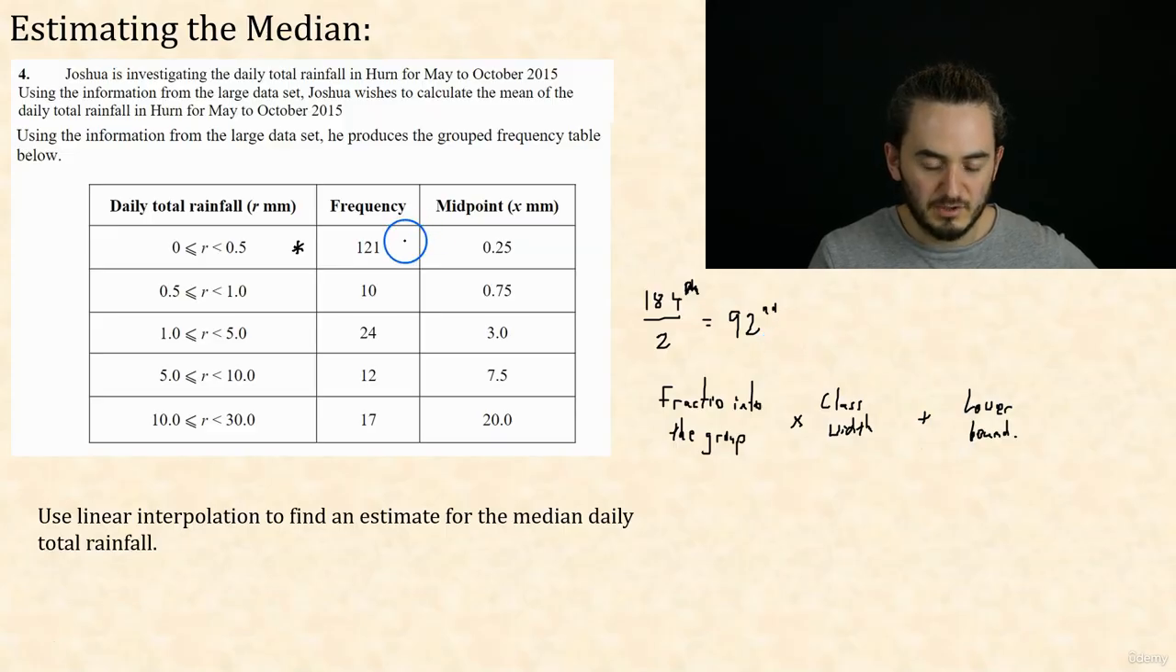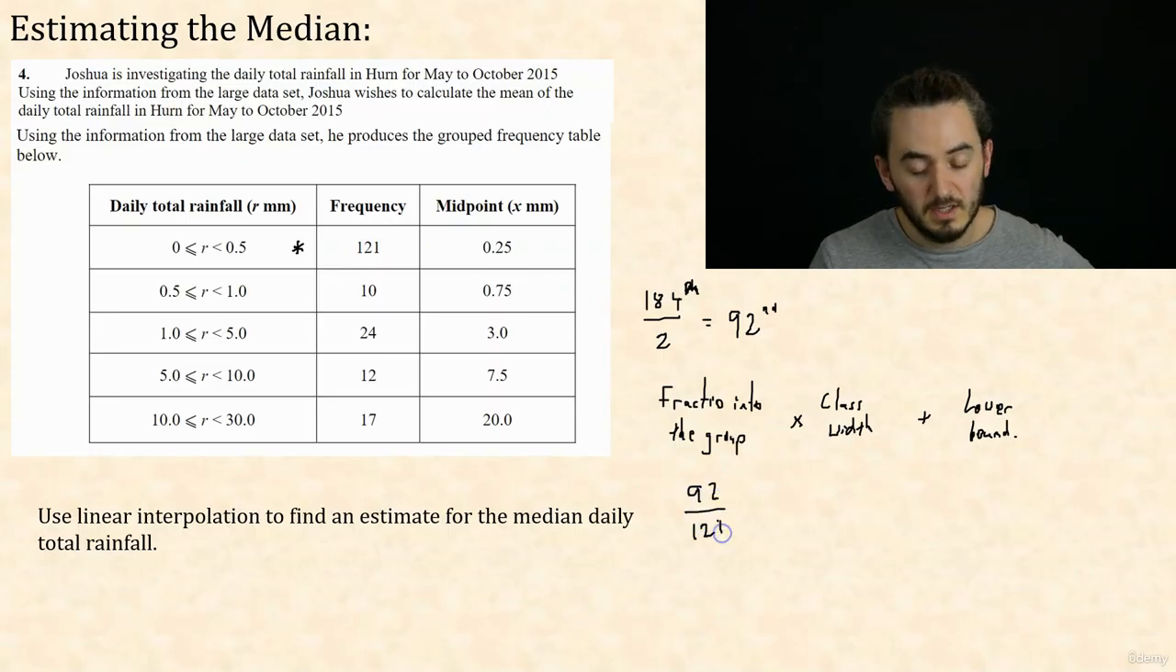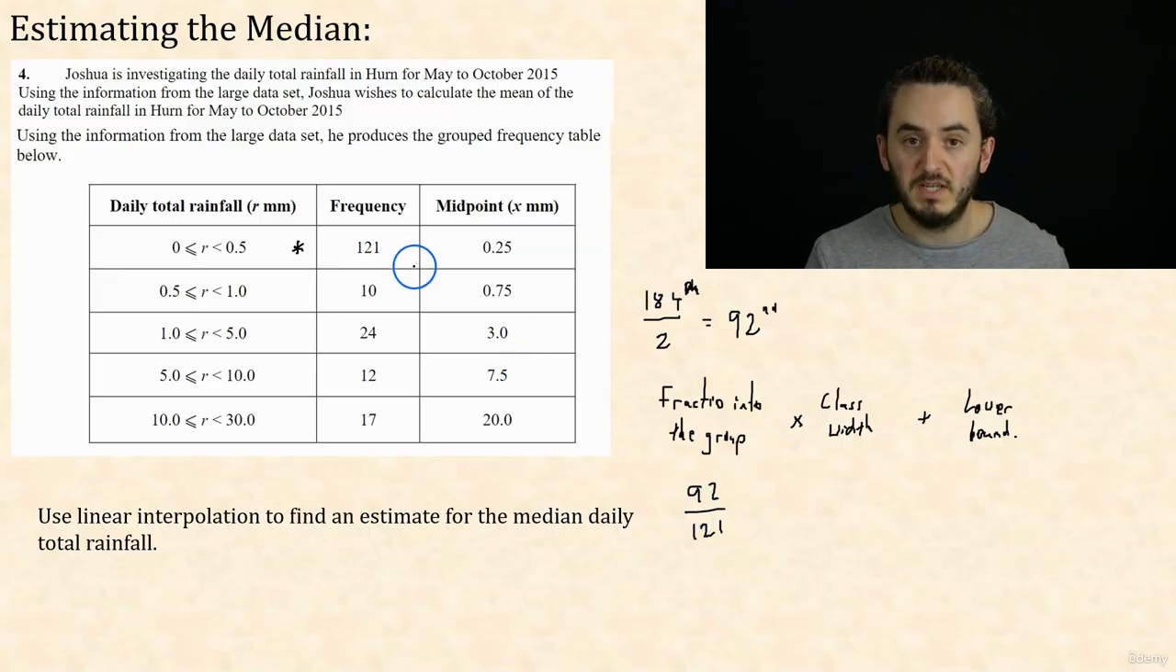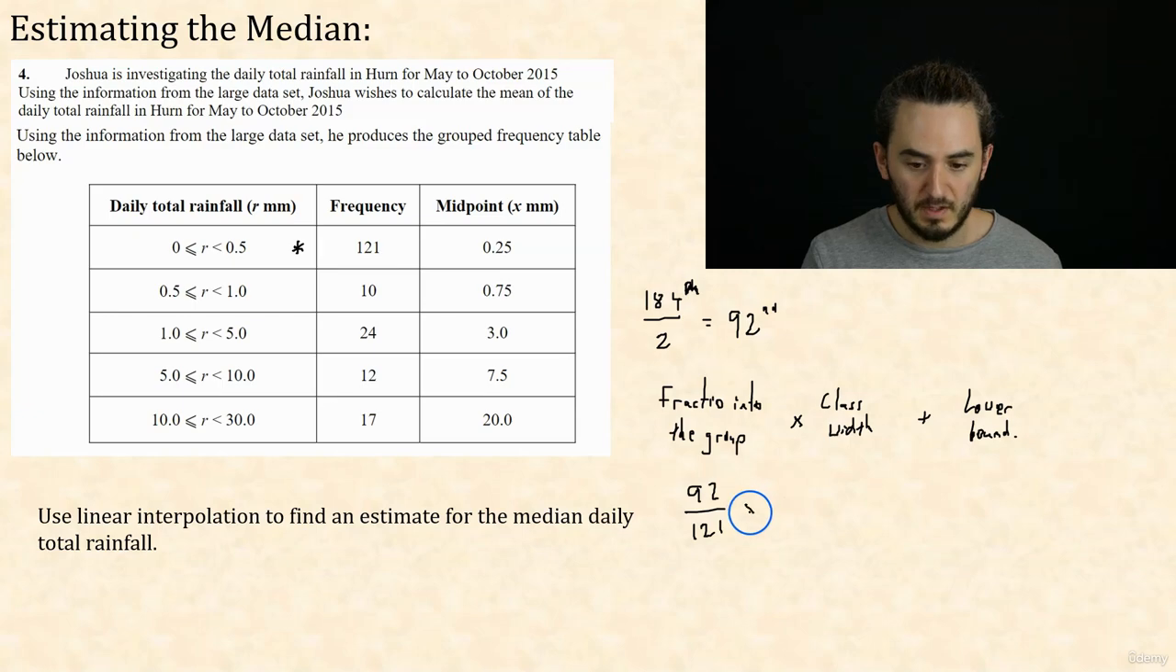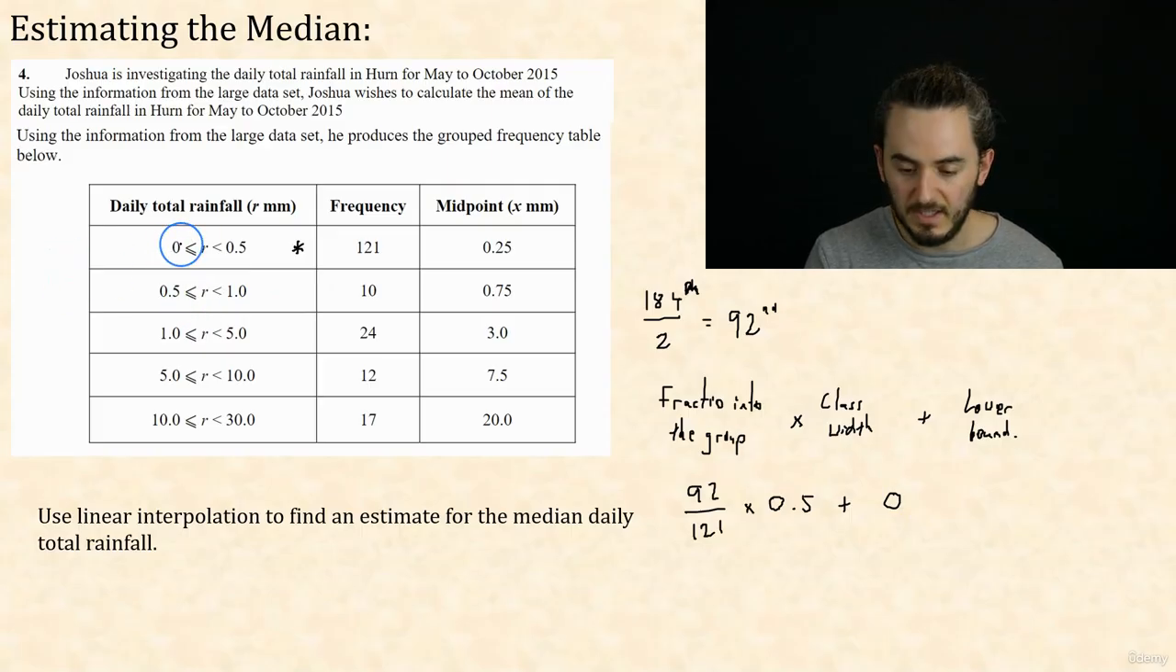So what fraction of the way into the group is it? Well, there are 121 in the group, and I want to find the 92nd in the group. Well, that's 92 out of 121. So that was actually easier than it was in the last question because it was the first group. I didn't even need to do a cumulative frequency. And I'm going to multiply by the class width, and the class width is 0.5, so I go from 0 up to 0.5. And then I'm going to add on the lower bound. The lower bound in this case is 0, because that's the smallest number down here.